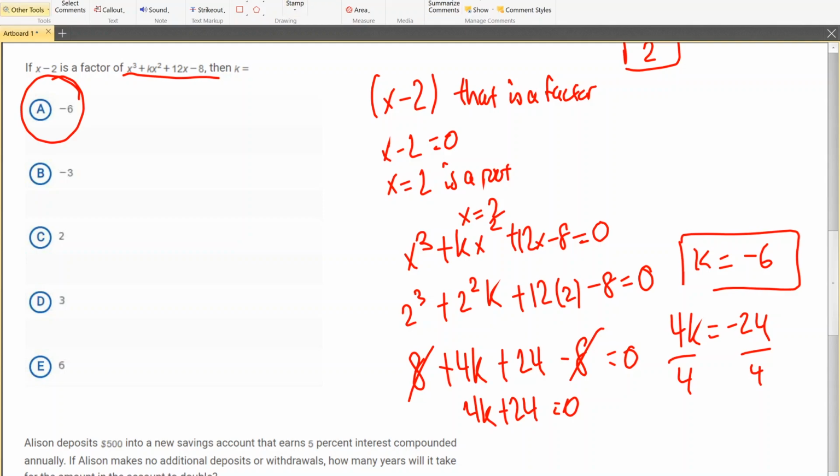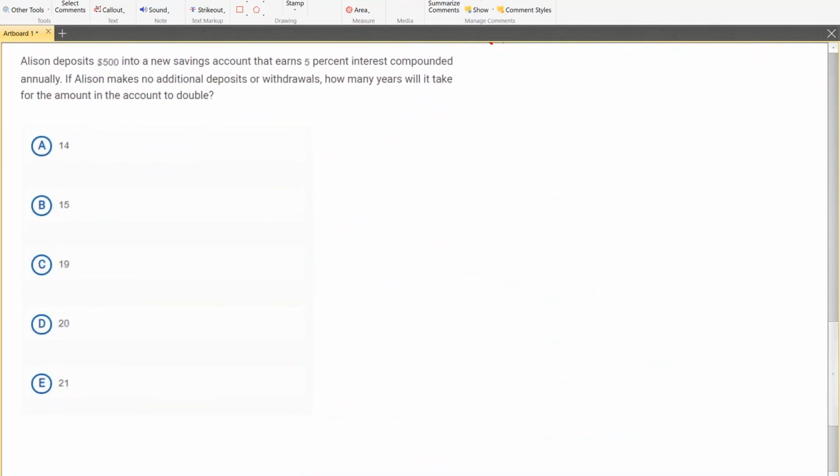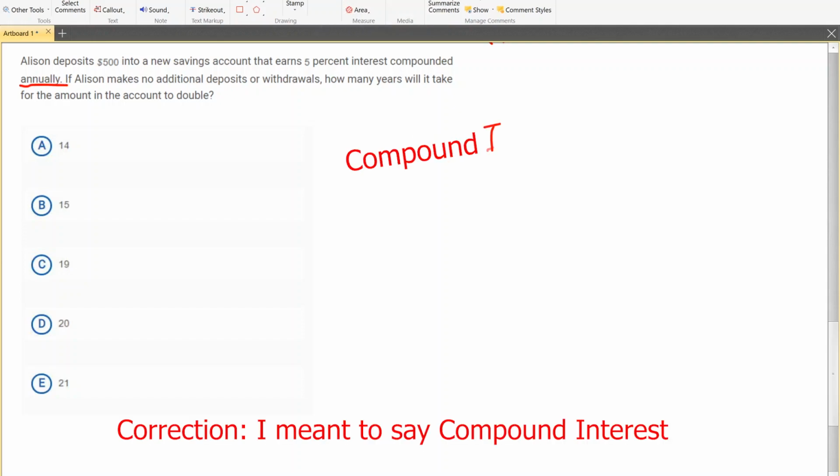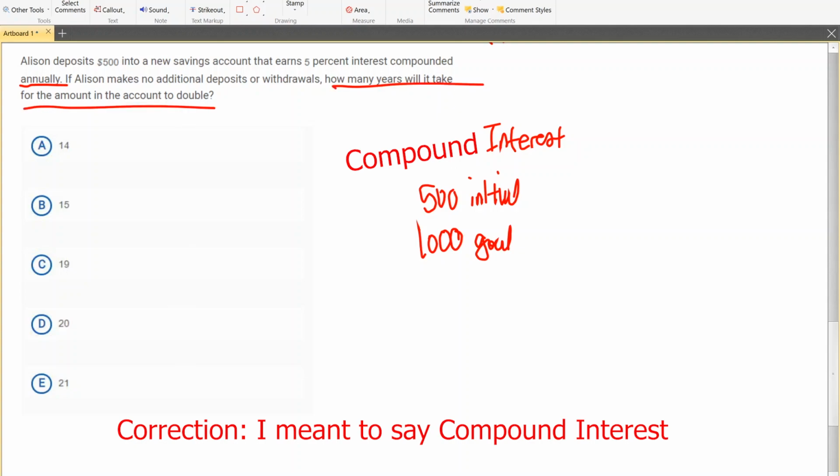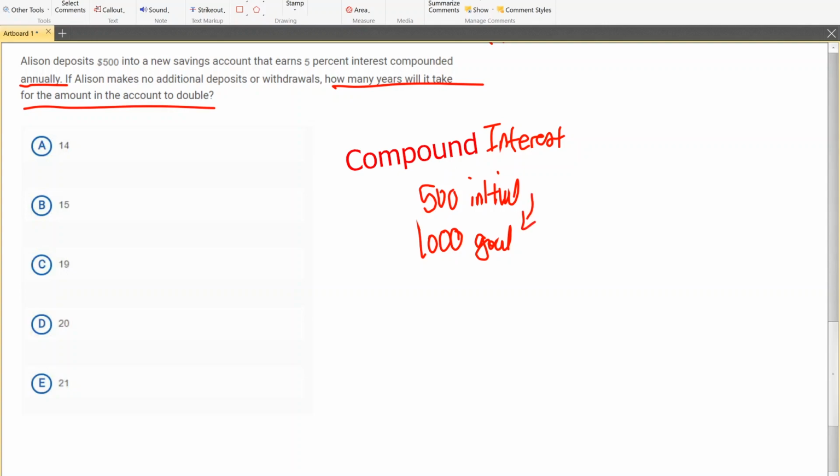Now, the next question deals with interest. So we are talking about annual interest. Interest is compounded annually. So 500 initial, and what are we looking for? 1,000 goal. And we're pretty much looking for how many years it will take for the amount to double. How many years it will take to go from 500 to 1,000. So the formula for interest is y is equal to a times 1 plus r over x, to the power of x, not over x. And x is the time, and r is the rate.